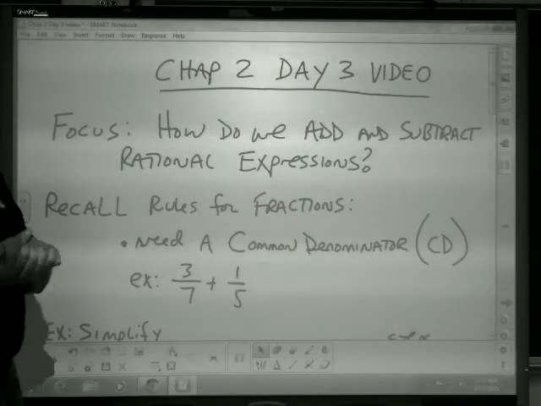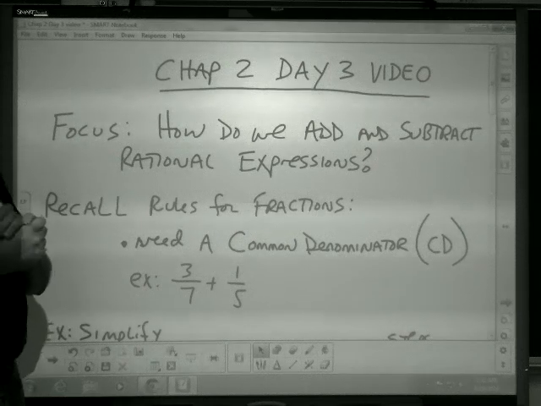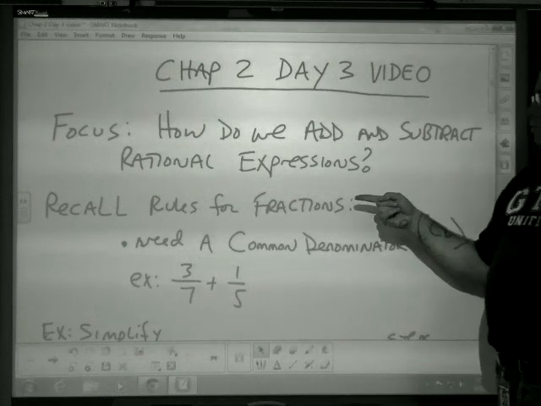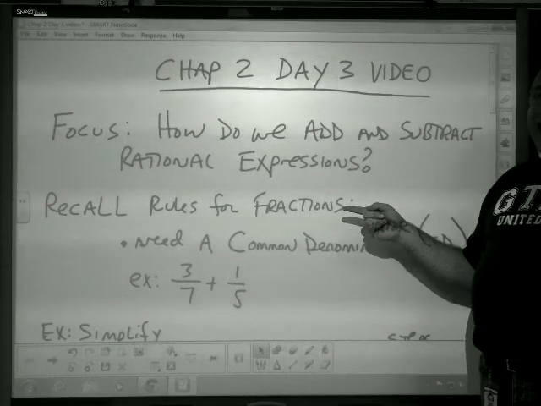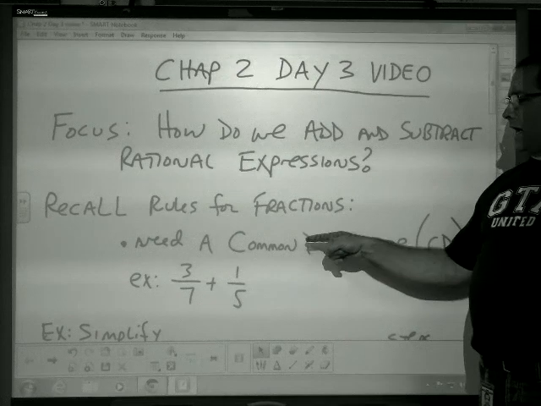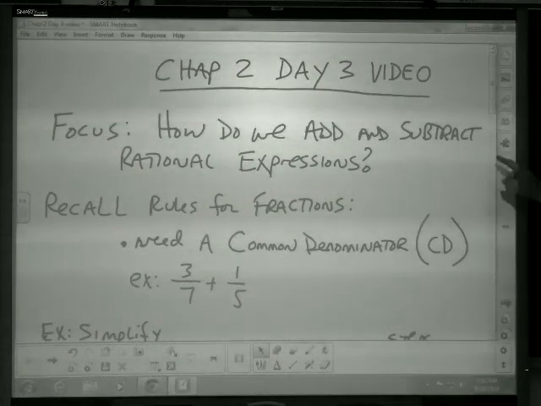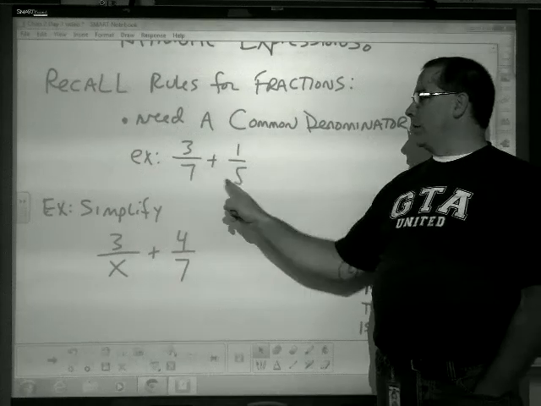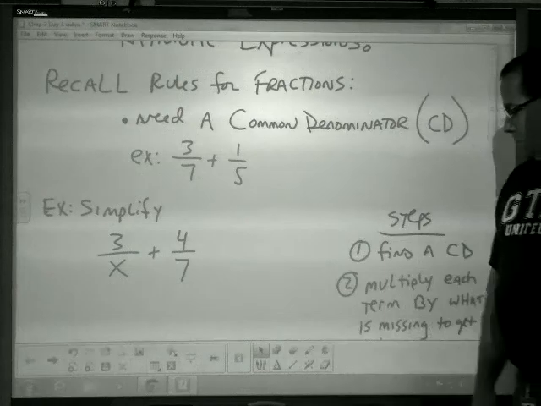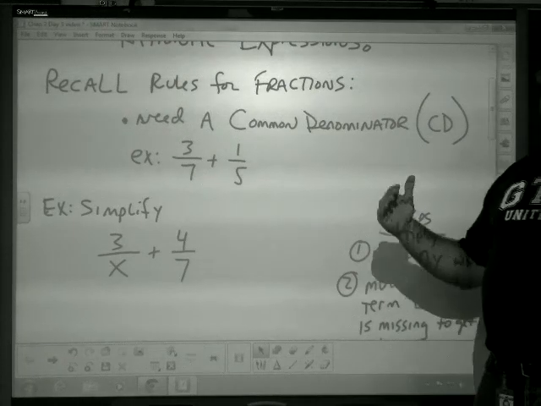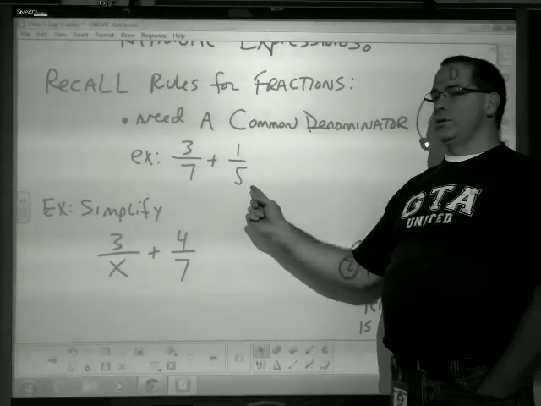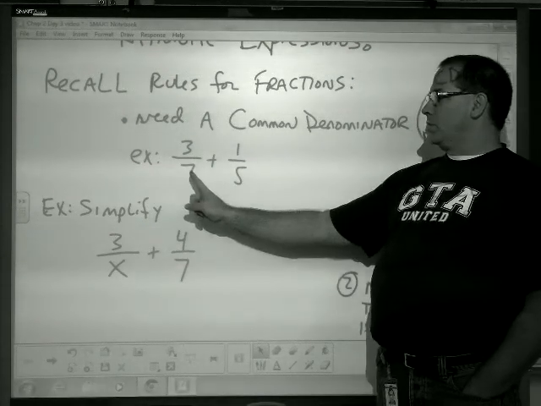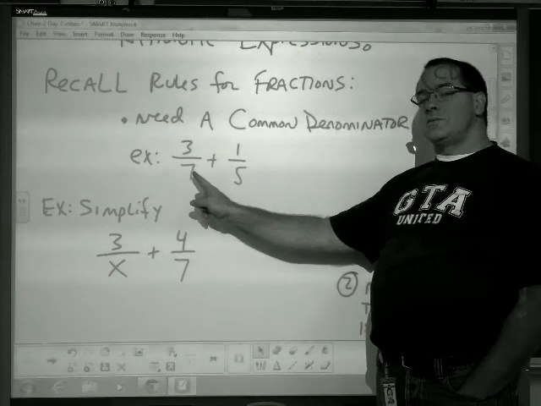The concept is the same though. The concept is not going to change from what you learned in Algebra 1. Okay, so first of all, let's recall some rules for fractions. In order to add or subtract fractions, we need to have a common denominator. We cannot add or subtract fractions that have different denominators, all right? So the common denominator, if we're working with numbers, is a number that is at least as big as the biggest number. So 7, at least as big as 7.